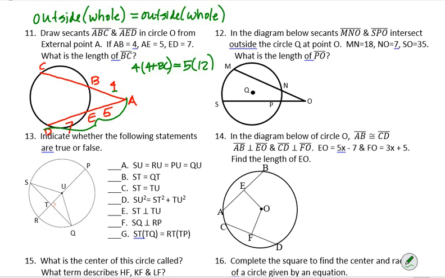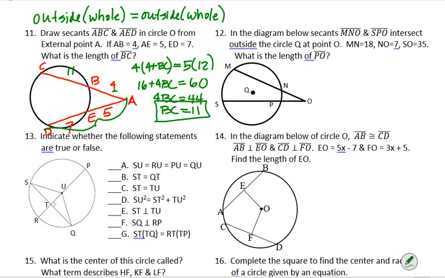So this is going to be 4 times 4, which is 16, plus 4BC is equal to 60. Going to subtract the 16 from both sides. So this is going to be 4BC is equal to 44. And then divide both sides by 4. So BC is equal to 11. And again, remember, we can check these because 4 times 15 is 60. And 5 times 12 is 60. So that was our answer right there.